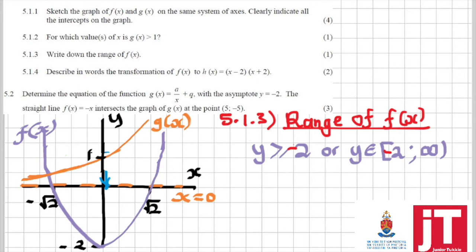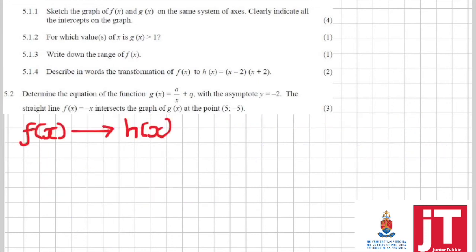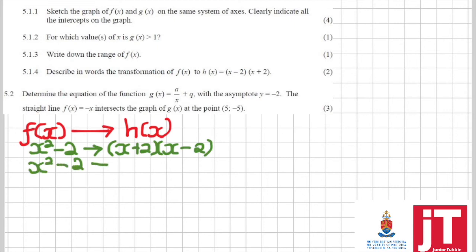Moving on to the fourth question, 5.1.4. We're required to describe the transformation of f of x to h of x, given that h of x is x minus 2 times x plus 2. To answer that question, we're going to start off by manipulating. We start with our f of x, which is x squared minus 2, leading to the resulting function h of x as given. Then if we simplify h of x, we go from x squared minus 2 to x squared minus 4.